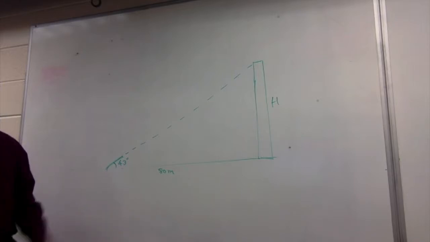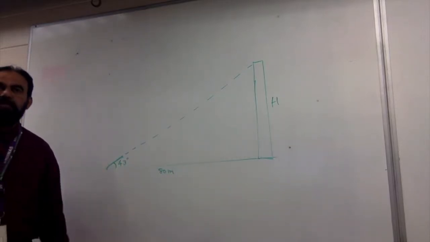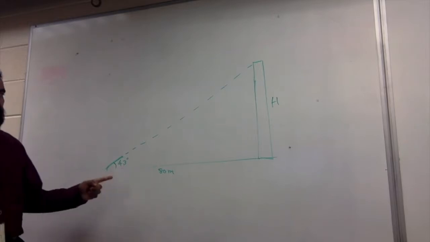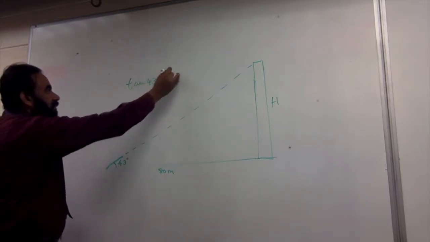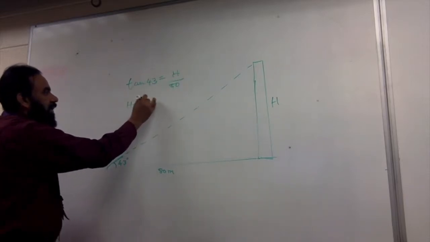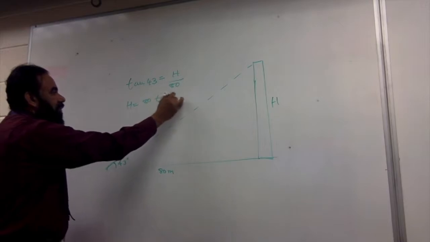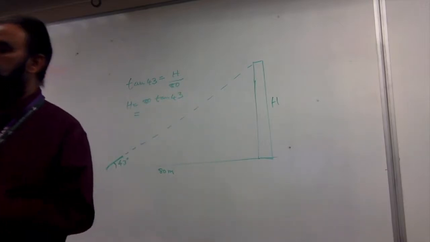What trigonometric ratio connects H and 80 and 43? Tangent. So you take tangent of 43 is equal to H over 80. H is 80 tangent 43. Punch it on your calculator now and get the answer. 80 tan 43.